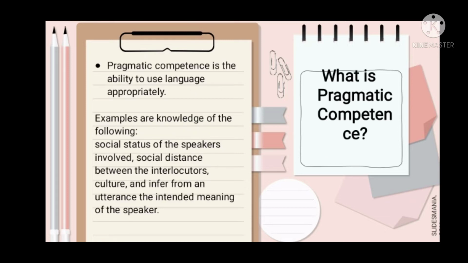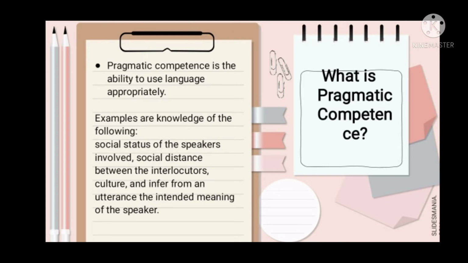In linguistics, there is the term called pragmatic competence. And what is this term? It means the ability to use language appropriately. It is how knowledgeable we are in terms of the social status of the speakers involved, the social distance between interlocutors. Interlocutors are the ones who take part in the dialogue or in the conversation. Pragmatic competence also speaks about the knowledge in the culture and inferring from the utterance the intended meaning of the speaker.